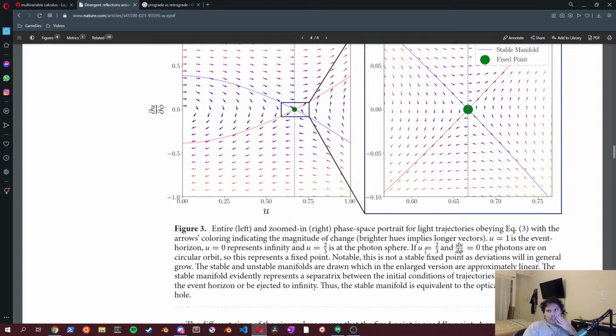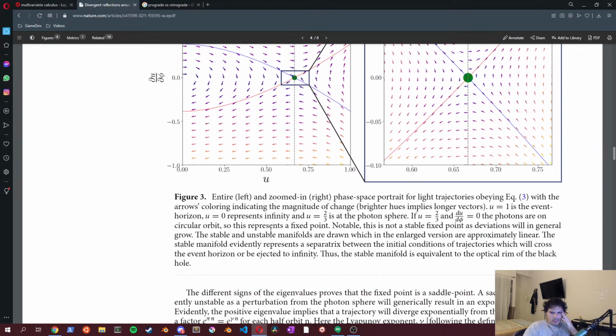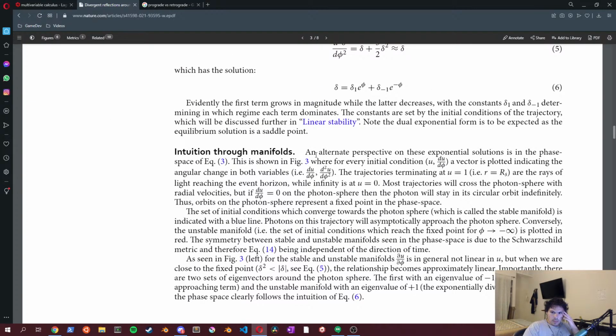I'm really not sure what they mean by stable and unstable manifolds here. Seems like all of this, if there's only one radius where you can get these circular orbits, then everything's not stable. So maybe we need to read some more of this again so that they define what these things mean. For every initial condition, u du dphi is a vector plotted indicating the angular change in both variables, du dphi and d squared u dphi squared.